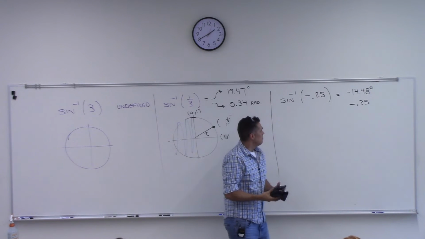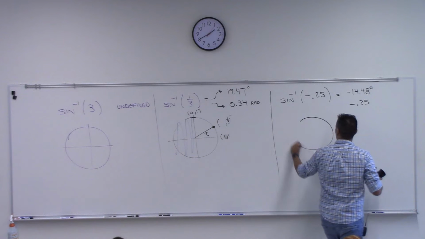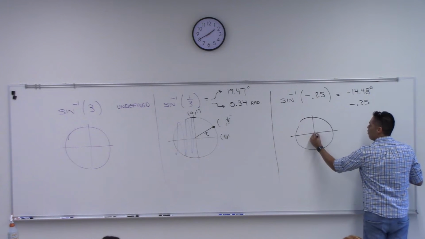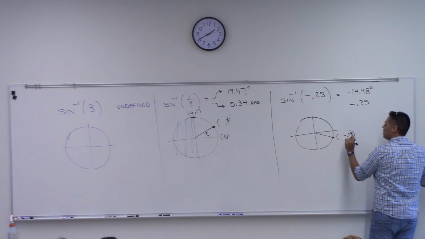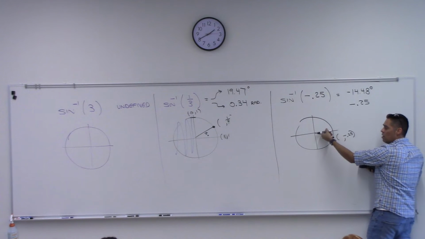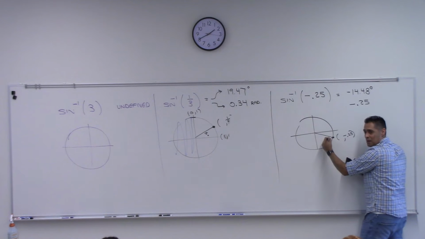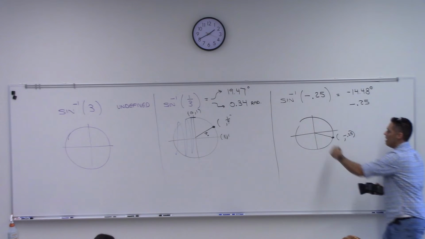Y'all see that? Because this is really saying where on the unit circle is your y coordinate negative 0.25, right? That's what this is saying. So it knows to go here. It knows not to go all the way around.